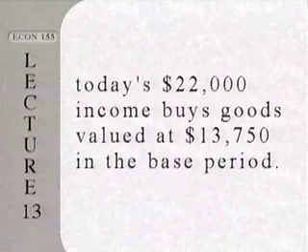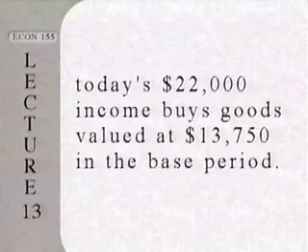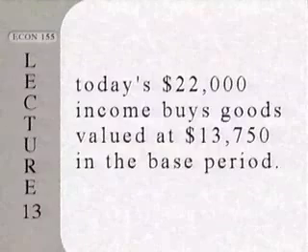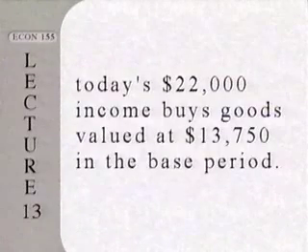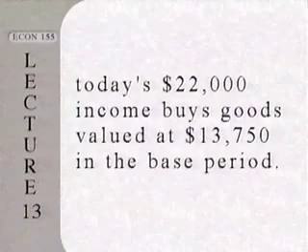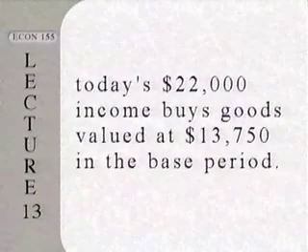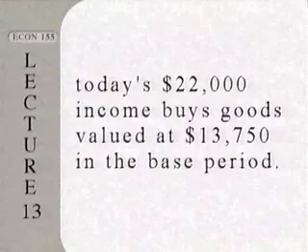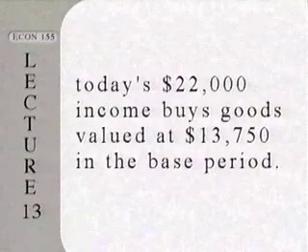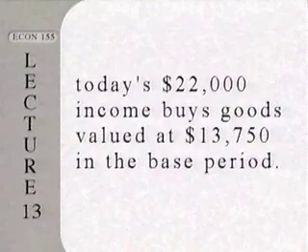Today's $22,000 in income would purchase goods valued at $13,750 in the base year, in the base period. And if you remember, that's 1982 through 84. Okay, we just take today's money income and we divide by the CPI, and now we've calculated this real income measure.